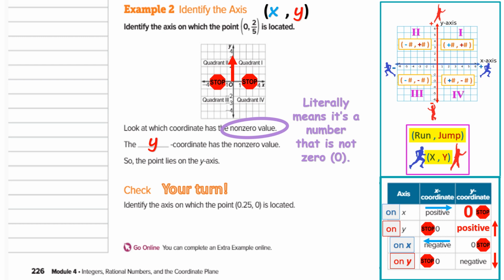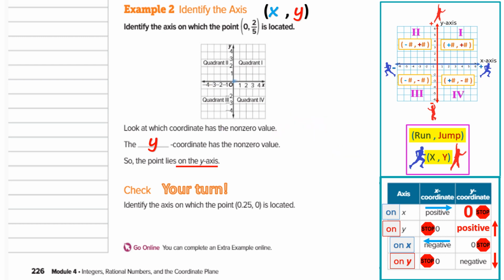So hopefully you thought, well, the top one is a 0 and the non-zero number is in my Y, so it had to be on the Y axis. Well, therefore, if I switch the idea and my non-zero is my X and my 0 is my Y, so I'm not jumping up or down, then it has to be on the X axis. Yes? Hopefully you got it. If you didn't, then let me know where your confusion just might be.